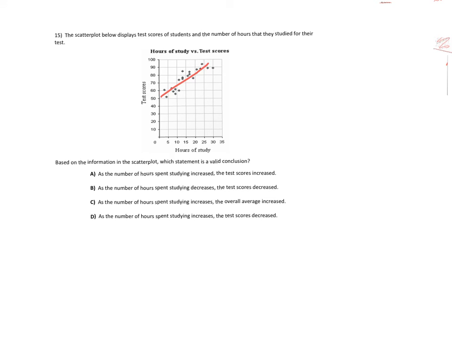As the number of hours spent studying decreases, the test scores decrease. True, but we're not going down, we're going up. As the number of hours spent studying increases, the overall average increased. There's not an average. We weren't talking about average. We were just talking about test scores. And then as the number of hours spent studying increased, the test scores decreased. That's not true. Okay, it has a positive correlation, so we're going to go with A.